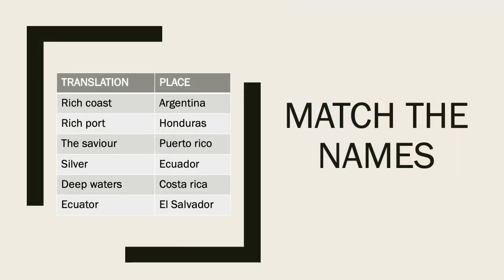This activity is a bit of fun, looking at some South American names, and I've given you the translation, and your job is to match up the translation of the place with its actual name. On the left hand side, the translations we're looking for you to find are rich coast, rich port, the saviour, silver, deep waters, and equator. And then on the right, you've got the places that you need to match up: Argentina, Honduras, Puerto Rico, Ecuador, Costa Rica, and El Salvador. Each one of those place names literally means one of those translations. Have a go and then write your answers up on the form.